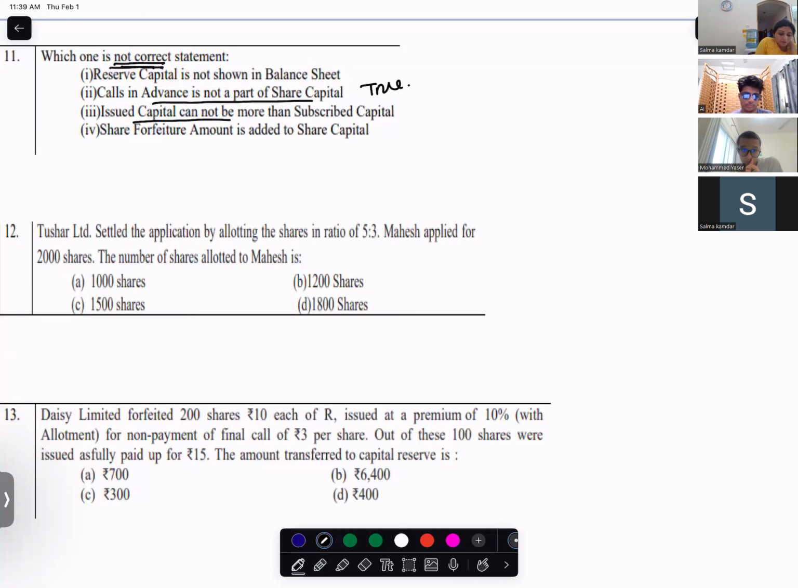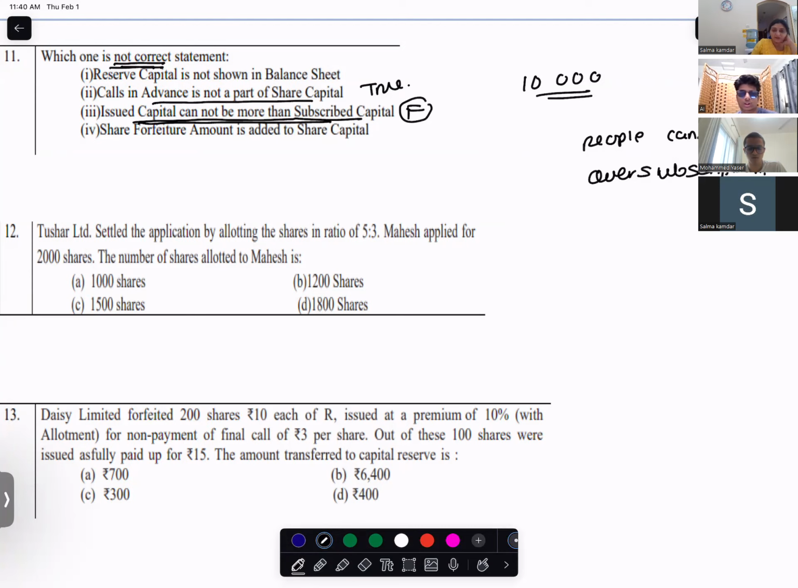Issued capital cannot be more than subscribed capital. If I issue 10,000, people can subscribe how much? More than that, they can subscribe. So this is false. People can subscribe more, which means oversubscription is possible.